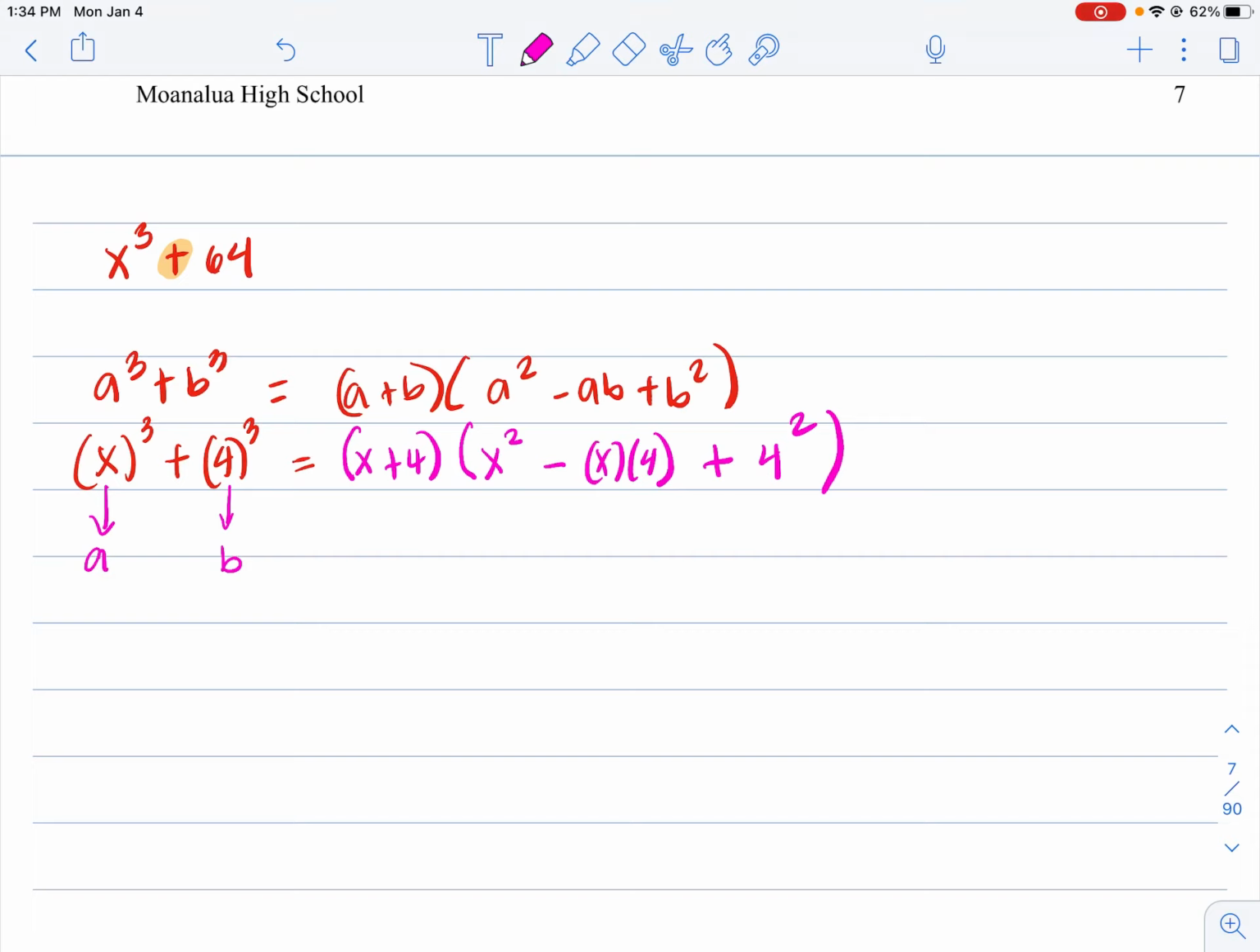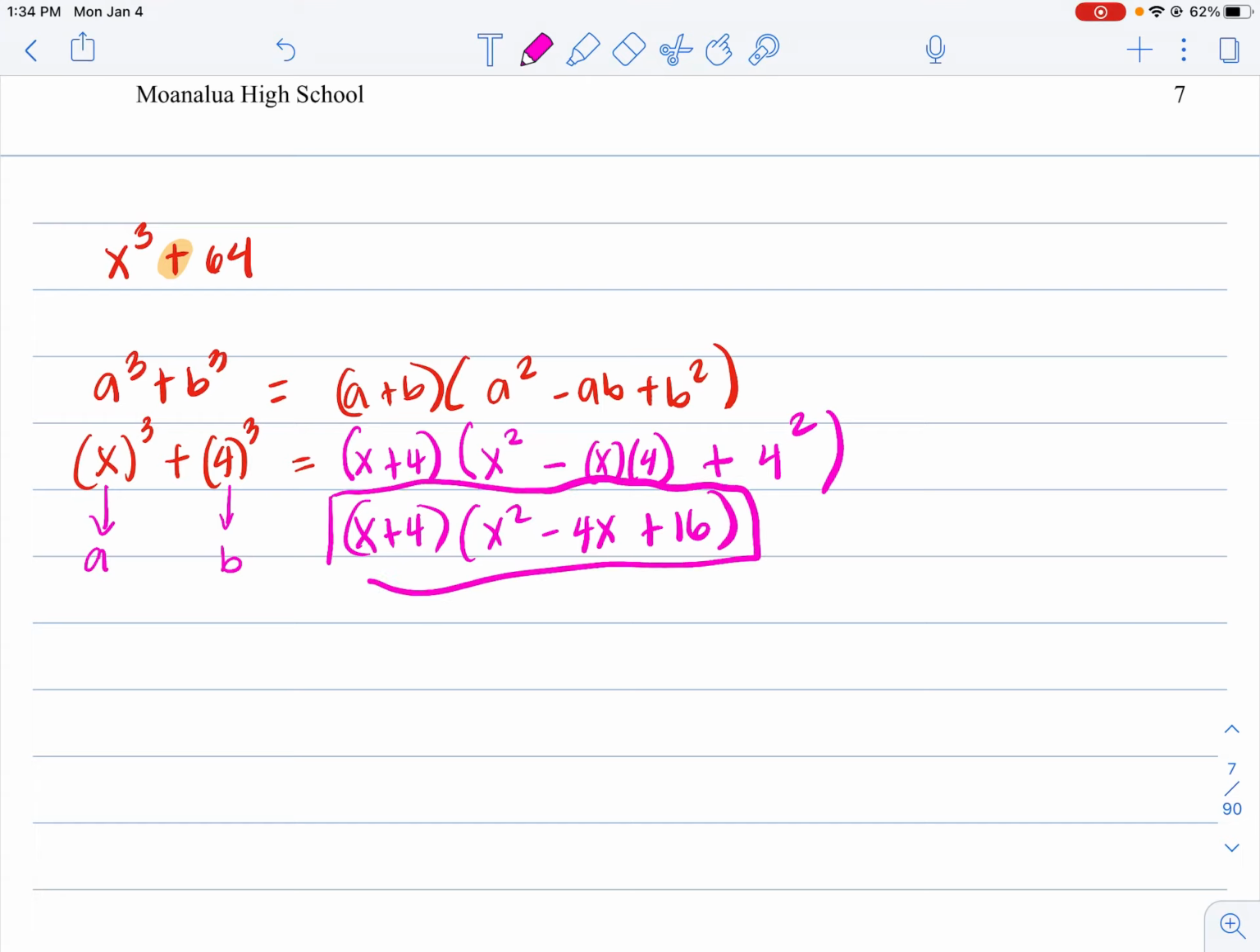Okay? That is x plus 4, x squared minus 4x, and then plus 16. So the factored form of x cubed plus 64 is x plus 4, x squared minus 4x plus 16. And that's it. You already factored x cubed plus 64.